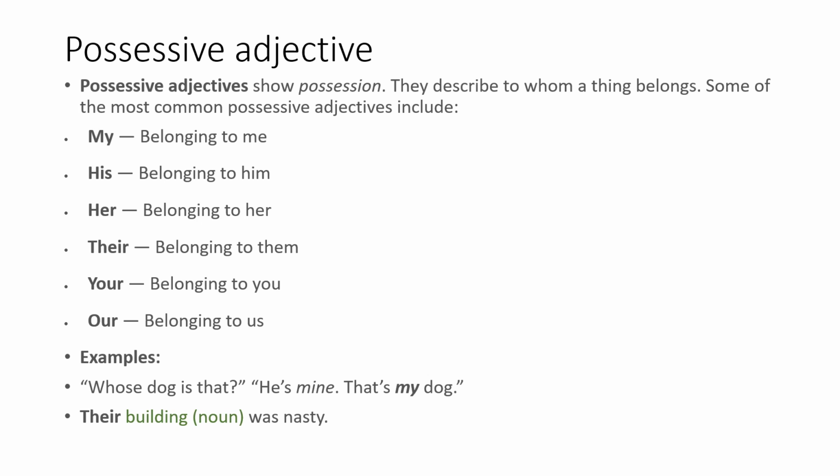Here are some examples. Whose dog is that? He is mine. That's my dog. So here, my is possessive adjective because it is modifying the noun dog. Their building was nasty. Over here, we can say that their in the sentence is a possessive adjective because it is modifying a noun, building.